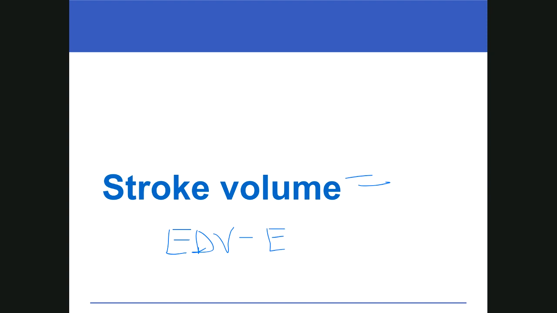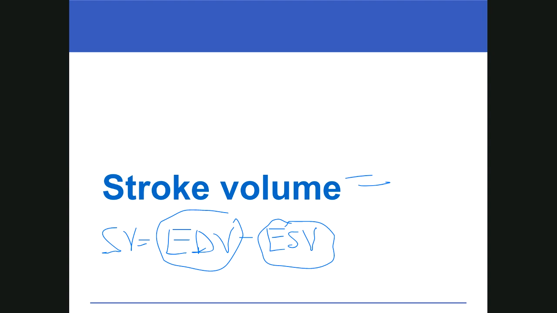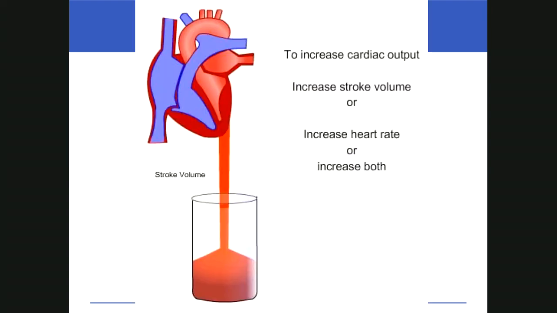So if we're going to change stroke volume, we have to change one of these or both of these. That's the only way to do it because that's what's in the equation. So if we want to change stroke volume, we have to think about either the amount of blood in the heart before the beat, the EDV, or how hard the heart is squeezed and how much is left in the heart when it's over. That's the ESV to get this stroke volume.